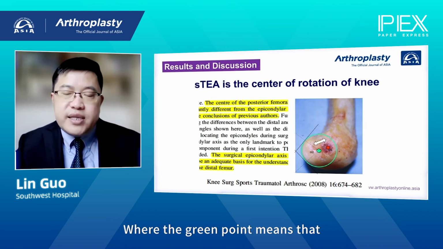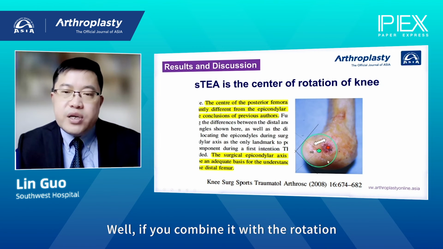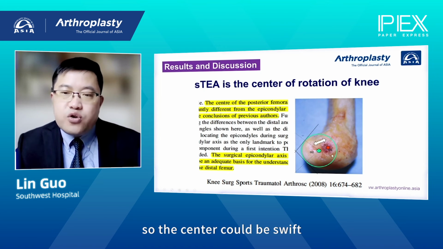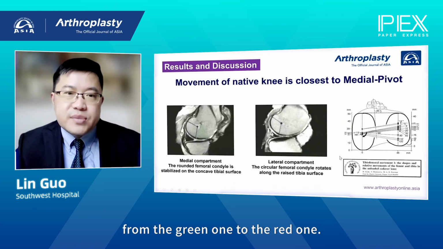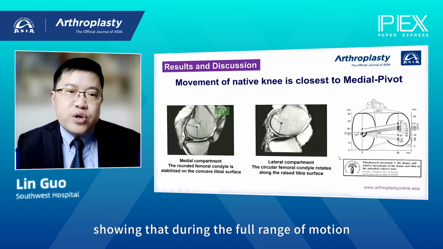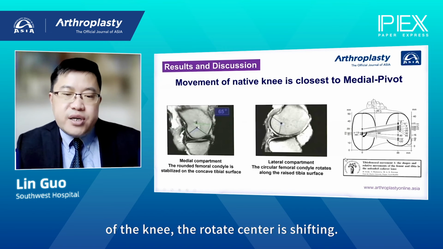Well, the green point means that the femur rotates on a single axis. Well, if you combine it with the rotation between the femur and the tibia, the center could shift from the green one to the red one. And there are multiple MR studies showing that during the full range of motion of the knee, the rotating center is shifting.